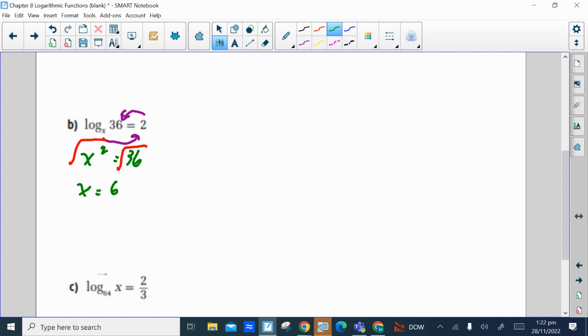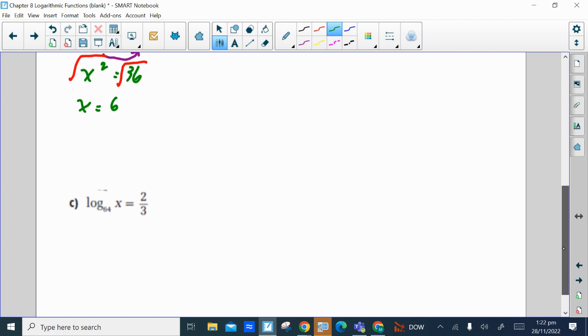And some might be wondering, well, why isn't it plus and minus 6? Well, because the base cannot be negative. That's one of the restrictions we said were on the base, that it couldn't be 0, had to be greater than 0 and couldn't be 1. Okay, so again, we'll see why that's true as we get a little deeper into this chapter.